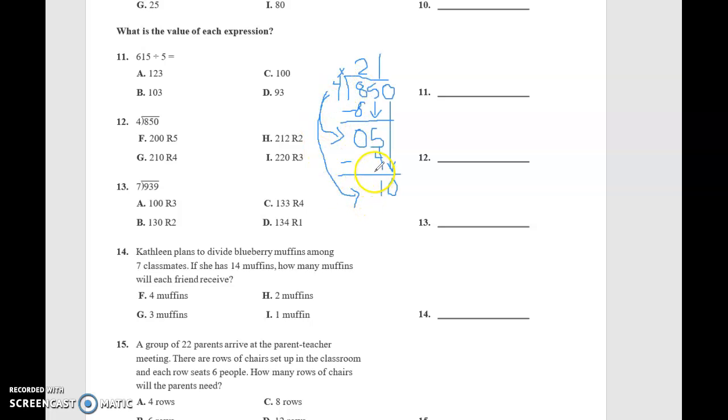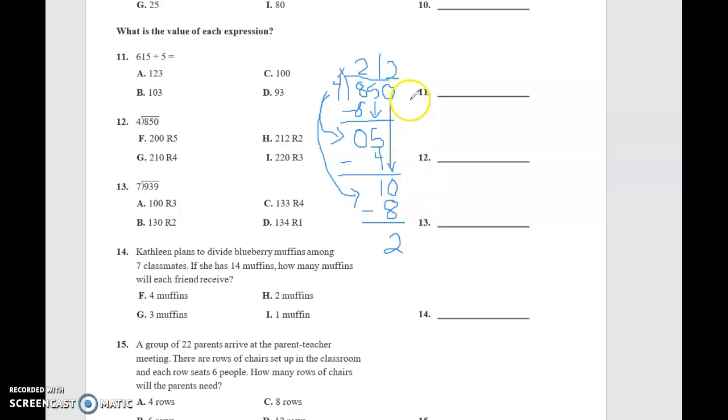So how many times can 4 go into 10? 2, because 4 times 2 equals 8. Good. So that's the closest I'm going to get to 10. So let's go ahead and subtract. Okay. 10 minus 8? 2.